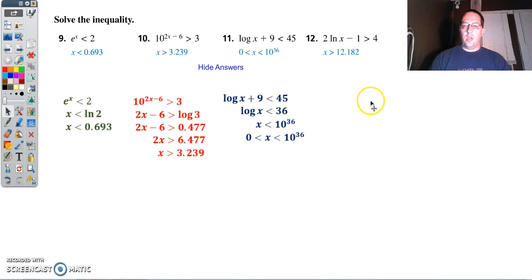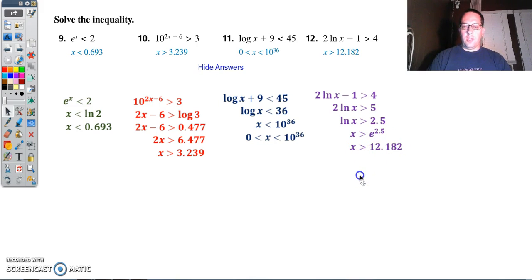All right. Number 12. Original problem. We're going to get this logarithm by itself, so we have to move the 1 over, so we add 1 to both sides, divide by 2, and so natural log of x is greater than 2.5. We write this in exponential form. x is greater than e to the 2.5 power. Put that in the calculator, and we end up with x is greater than 12.182, approximately.